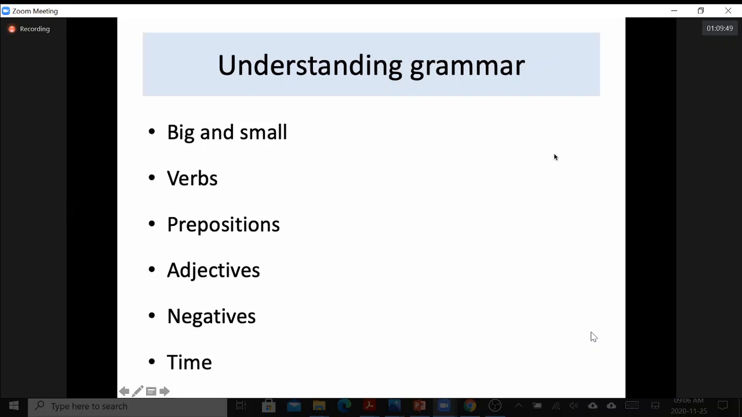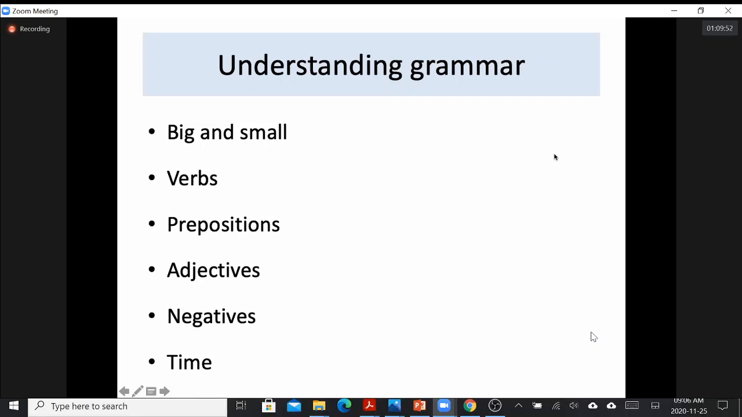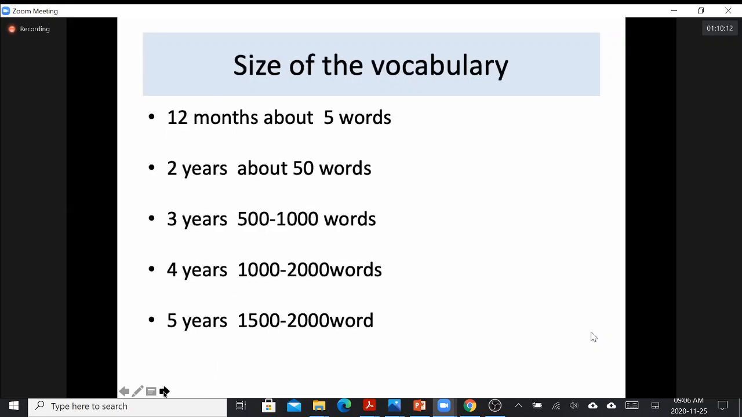So there are, in developmental testing, different objects to see whether they understand the concept of big and small. We have pictures of action words like running, walking, drinking, right, which we ask them to identify. Children usually learn nouns first, which is followed by verbs. Then prepositions, adjectives, negatives, time, all these concepts need to be tested as they grow bigger.